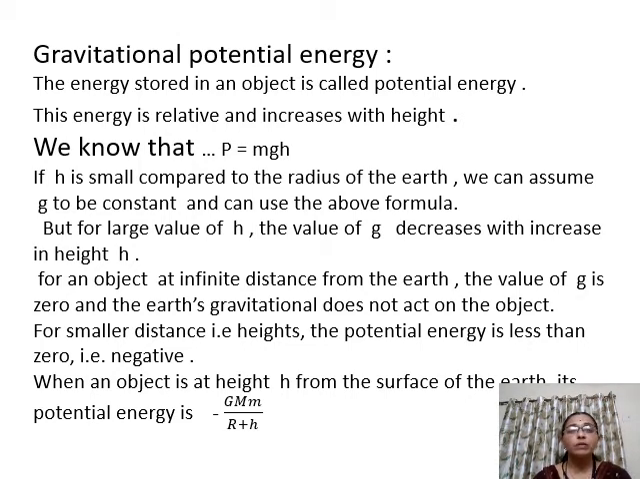Now we are going to learn about gravitational potential energy. Potential energy means the energy gained by an object because of its rest position. You have studied before the rest position as well as the height. If the height is greater, the object has more potential energy. If the object is placed at a greater height, it will have more potential energy.